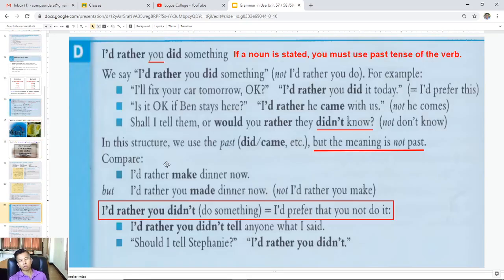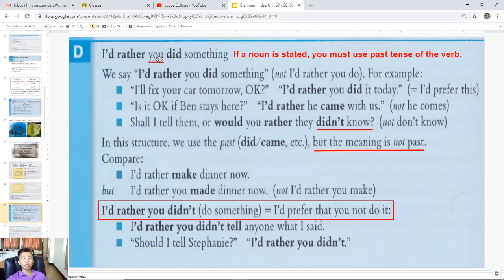And today, I want to talk a little bit more about I'd rather. Right? So this is Section D in your book. So, I'd rather you did something. Notice this is different because you're not talking about yourself. Okay? Now you're talking about somebody else. You want somebody else to do something. So when you do this, you're adding a noun. In this case, you're adding a pronoun. I'd rather you did something.